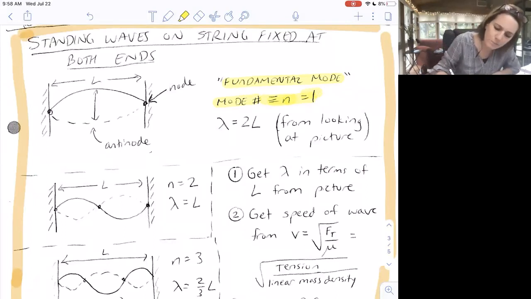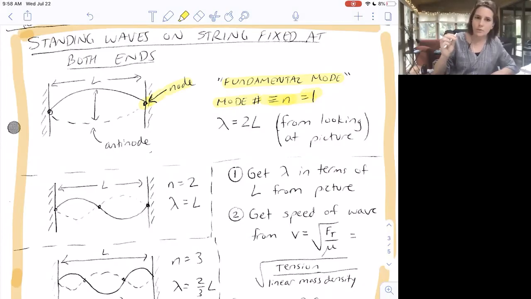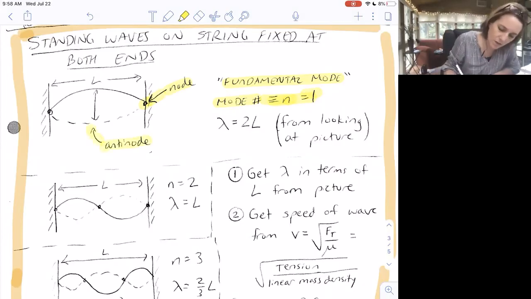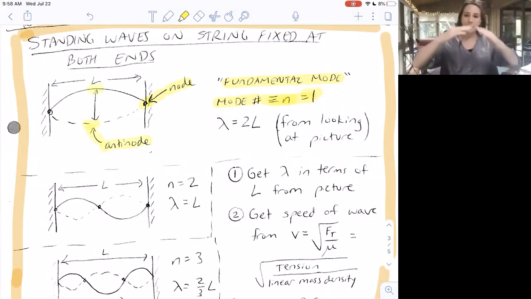We've already talked briefly about what a node is. A node is a place of 0 amplitude. An antinode is a place of the maximum amplitude. And a lot of times standing waves are drawn with a solid line and a dashed line to show that this is actually an oscillating up and down situation.